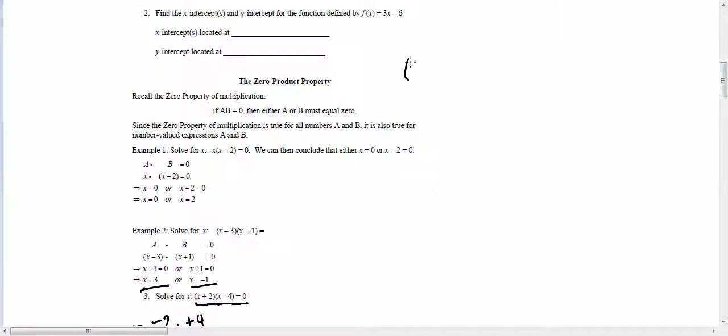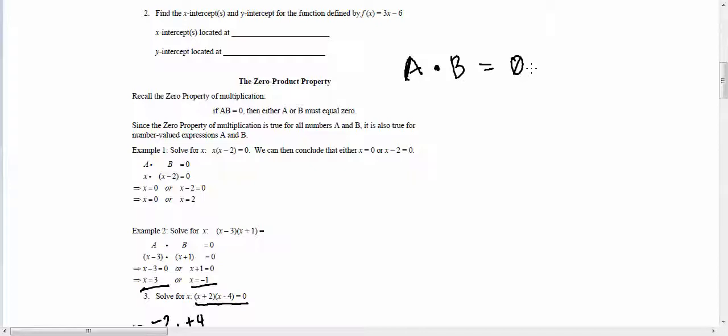Here, let's pretend I have some number A, and I have some number B, and I multiply them together. That's what the dot means. And it equals 0. If A times B equals 0, there are some conclusions I can draw from this. What is it? Yeah, exactly. You weren't even here for the lecture.